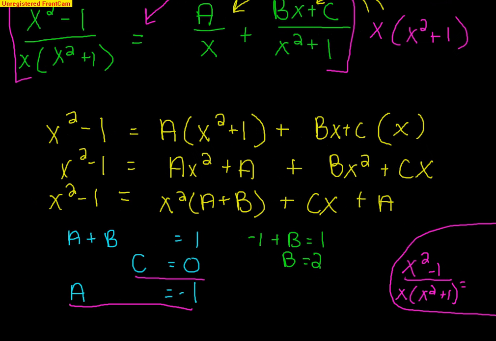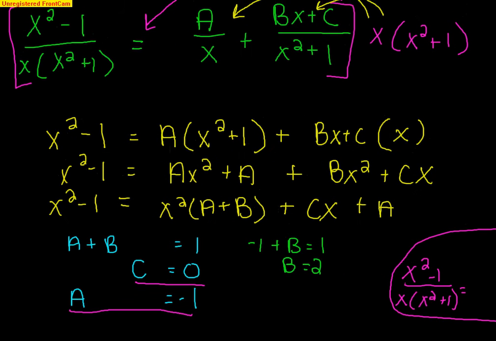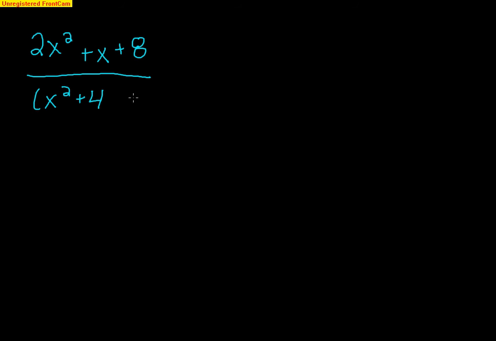Okay. So now we're going to move on and do one with a repeated linear, but we're also going to do an irreducible quadratic that's repeated. So we combine everything a little bit. We're going to do this problem: 2x squared plus x plus 8 all over (x squared plus 4) squared, where x squared plus 4 is an irreducible quadratic, and it's squared, which is repeated.